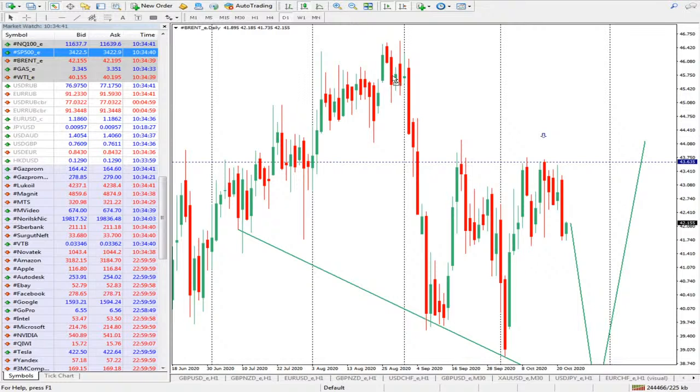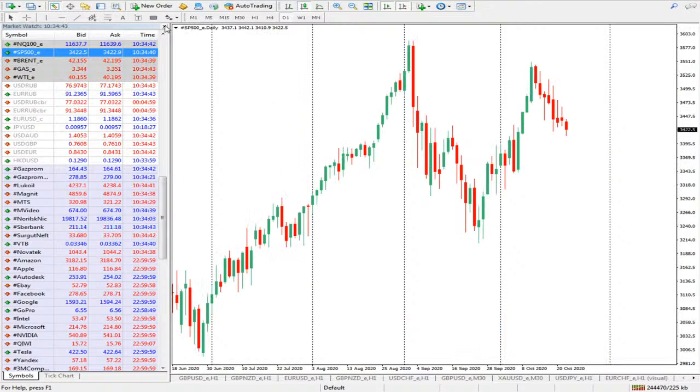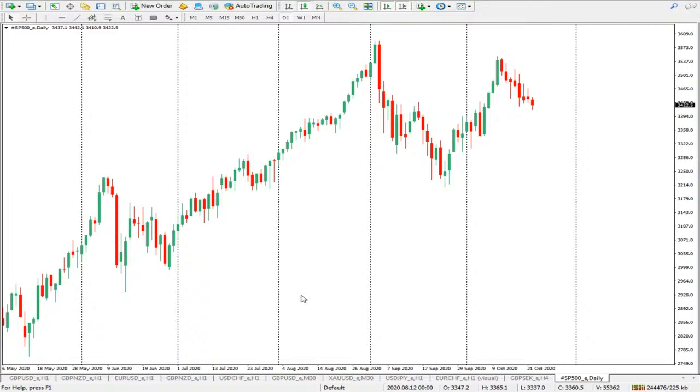Our next symbol is SP500. Whatever you're seeing on this chart, first and foremost, this is barely a pullback. The bearish move which you're currently seeing on SP500 is just a pullback. It does not mean that the price is reversing, because overall this index is upwards. The price is making higher highs.